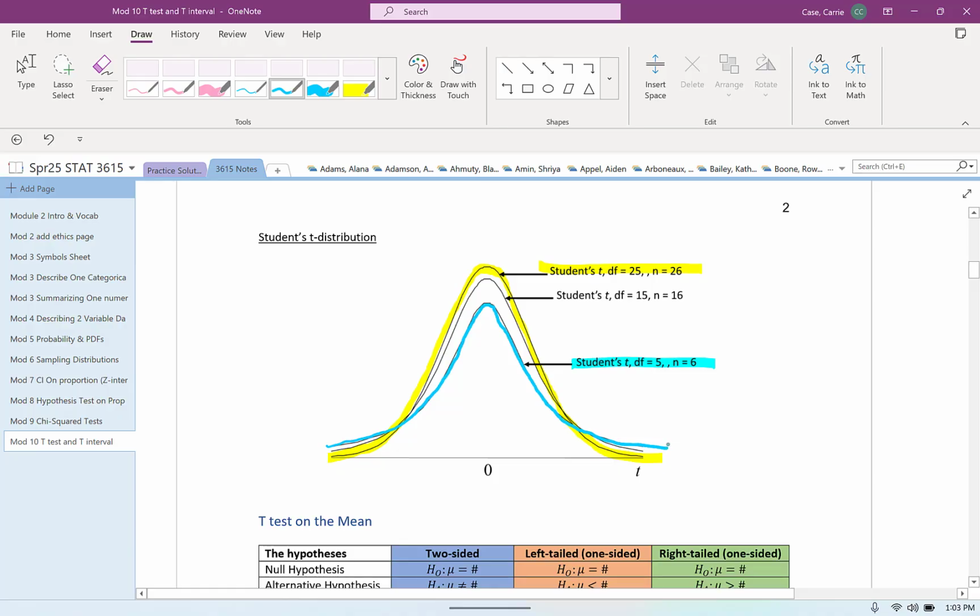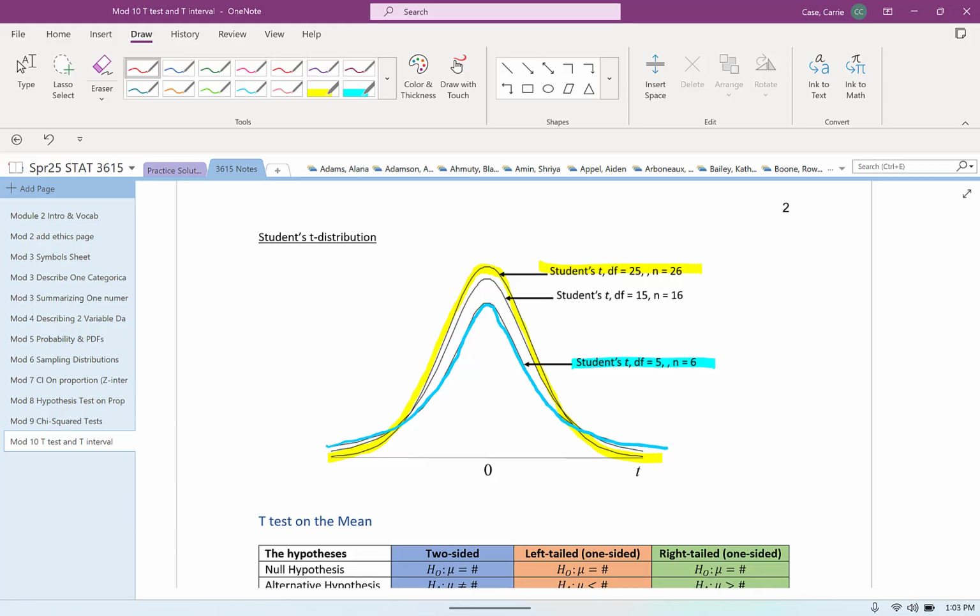But notice all three of these graphs look like a normal curve. The difference is they get shorter in the middle and have more area in the ends as sample size gets smaller, because we had to estimate the sample standard deviation.